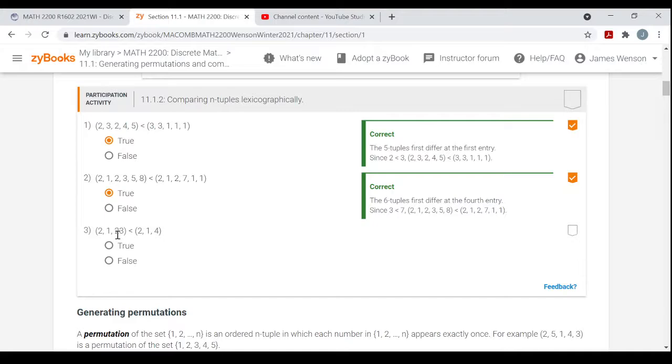2, 1, 23: is that less than 2, 1, 4? No. Right, they're the same in the first two positions, but 23 is greater than 4 in the third position, so this 3-tuple would be considered greater than that one, not less. Alright, so hopefully that was easy enough.